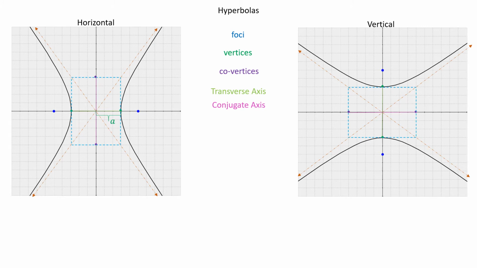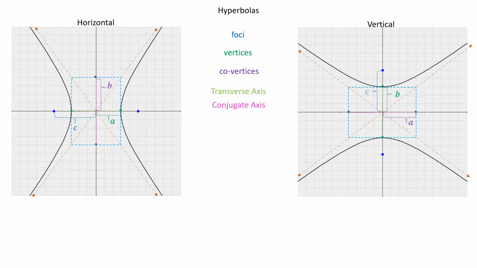We have distances. That horizontal distance, A, just like with an ellipse. The vertical distance is B, just like with an ellipse. The book kind of switches it, just like with an ellipse. I like keeping the horizontal distance as A, the vertical distance is B.